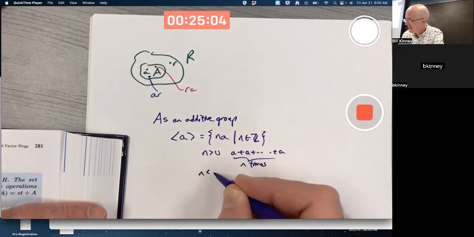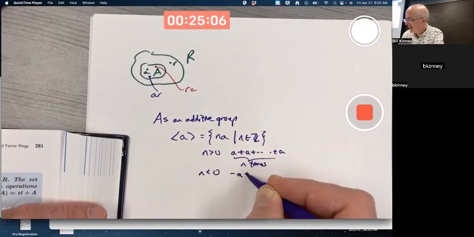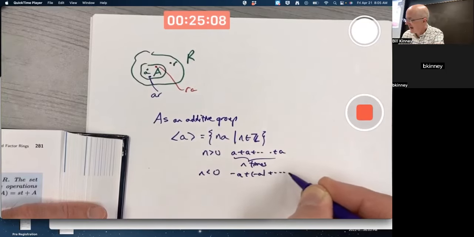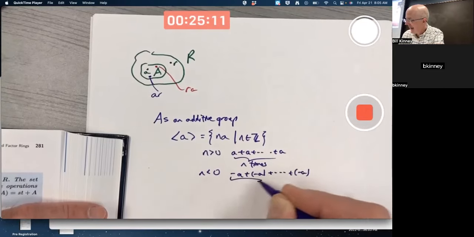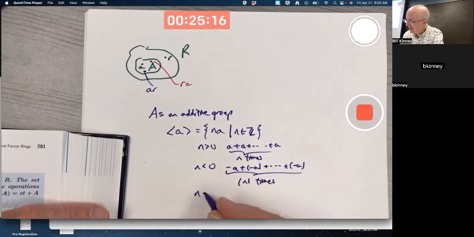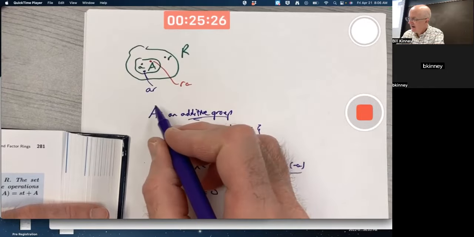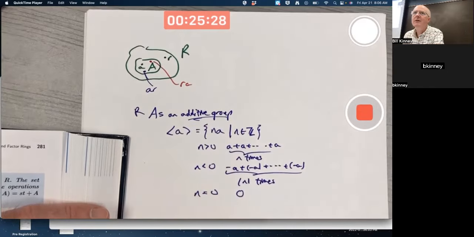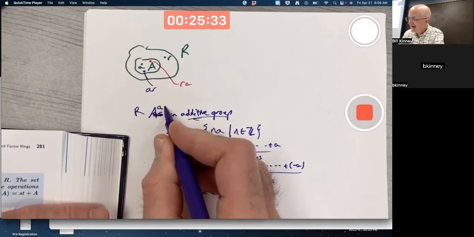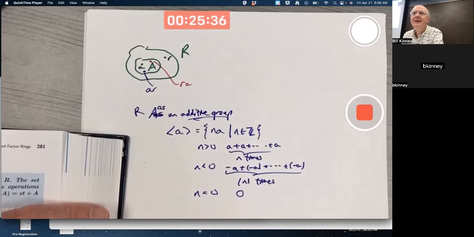If n is negative, it would mean the opposite of A, the additive inverse of A, added to itself the absolute value of n times. And if n is 0, it means the additive identity, 0. So if we were focused on R as an additive group, that's what that notation would mean.